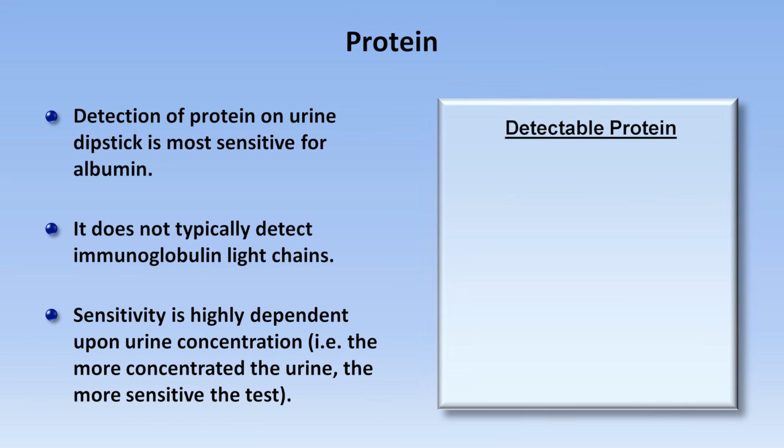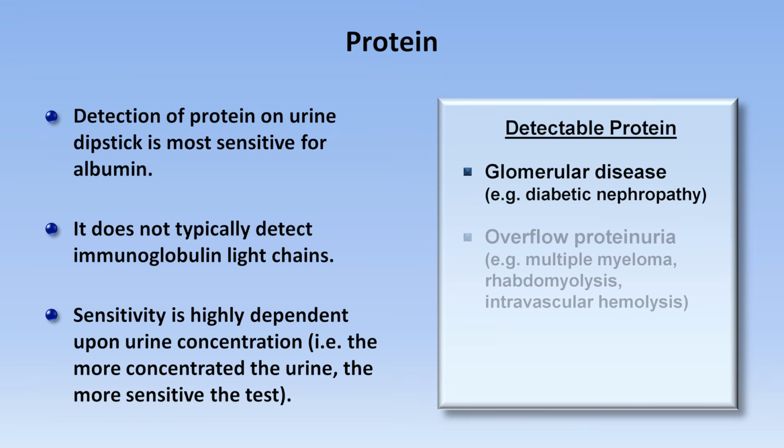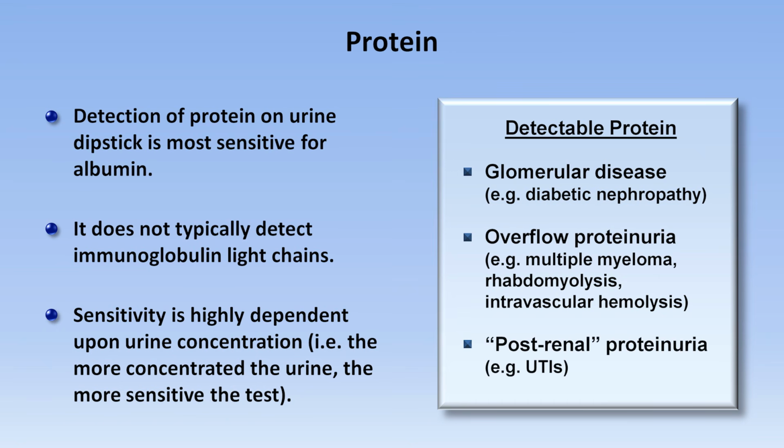Etiologies of detectable protein include any form of glomerular disease, such as diabetic nephropathy, as well as overflow proteinuria from things like multiple myeloma, rhabdomyolysis, and intravascular hemolysis. Remember that since the dipstick is not sensitive for non-albumin proteins, it is therefore going to have very low sensitivity for any of those conditions. Finally, patients can have what is sometimes referred to as post-renal proteinuria, in which the high protein content occurs somewhere downstream in the GU tract, for example, due to a UTI.